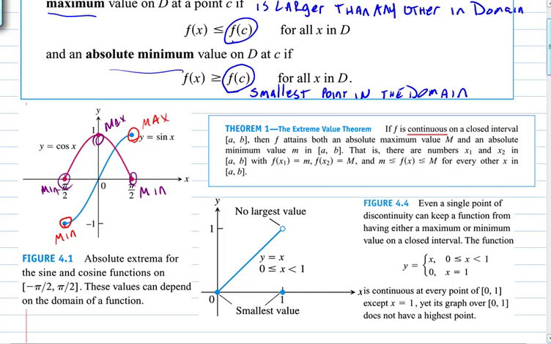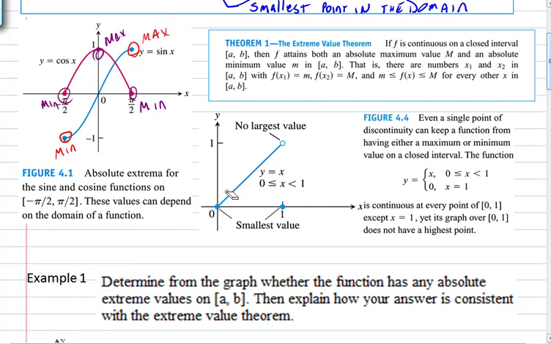So even a single point of discontinuity can keep a function from having either a maximum or a minimum. The key word here is continuous. If you have a continuous function on a closed interval, you're guaranteed a maximum and a minimum value. If there's a single point of discontinuity, all bets are off.